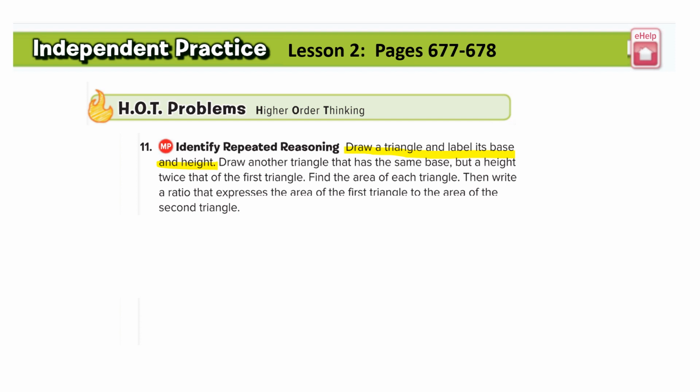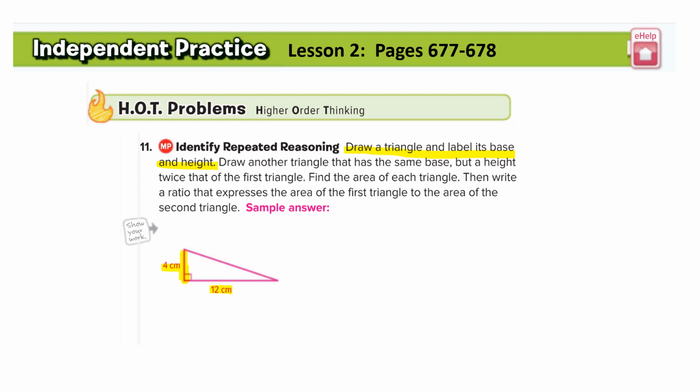Now, just so you know, when they say to draw a triangle, don't draw a complicated triangle. Remember when we were talking about parallelograms? If they say draw a parallelogram, draw a rectangle, because it's simple and easy to work with. Another simple triangle to draw is a right triangle, because the height is one of the sides. That's super helpful. So we drew a triangle, and its base is 12 and its height is 4. That's what they asked us to do.